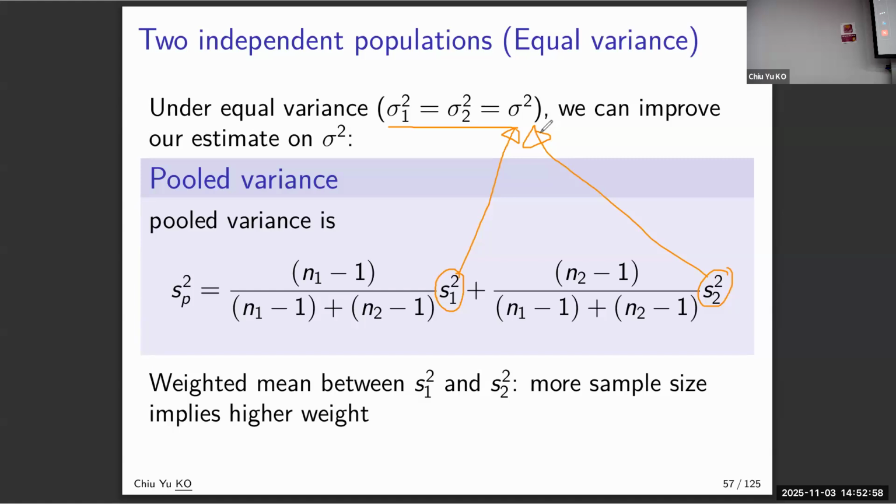If N1 is larger, then SP will be very close to S1. If N1 is super large compared to N2, then SP square will be close to S1 square. If N2 is very big compared to N1, then SP will be close to S2. If they're similar in size, then it will be in the middle. So that's a weighted sum. The one that has the higher sample size gets more weight. This is what we call the pooled variance, and this is one of the most efficient estimators. So that's why we use it.